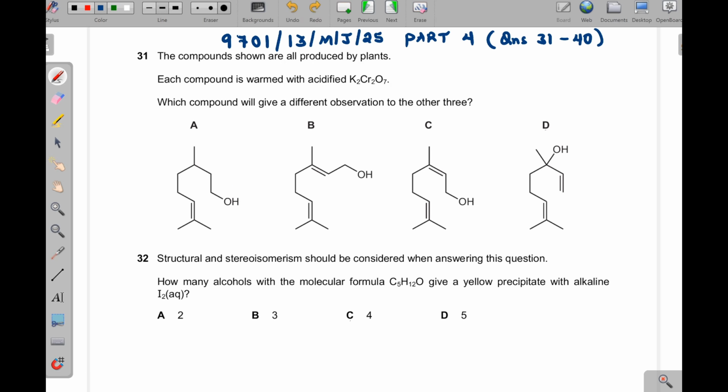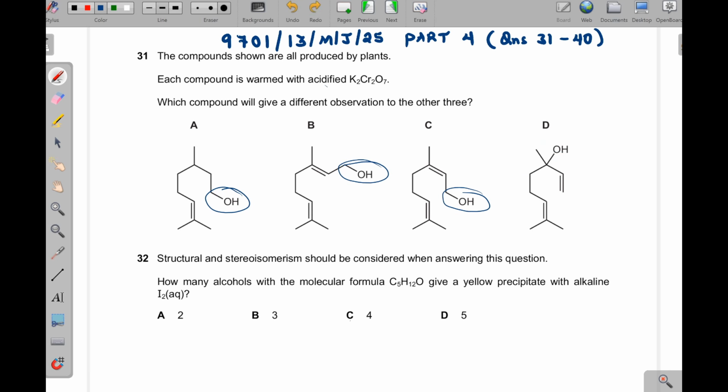It is going to oxidize this primary alcohol first to the aldehyde, then later to a carboxylic acid. So this one will give us a carboxylic acid, this one will give us a carboxylic acid, even this one a carboxylic acid. But when you look at this one here, D, this one is a tertiary alcohol. We see a group here, a group here, a group here. And tertiary alcohols are not oxidizable.